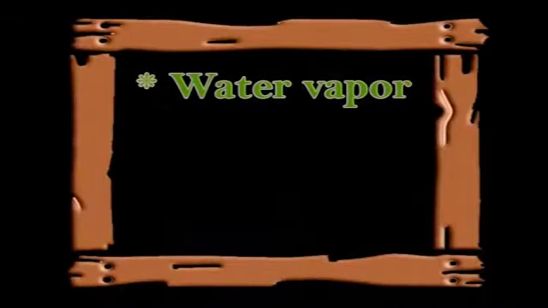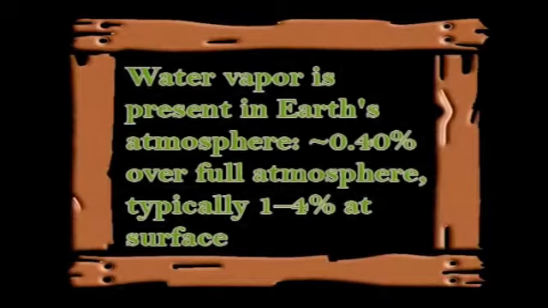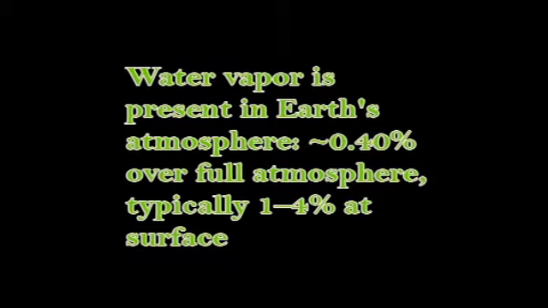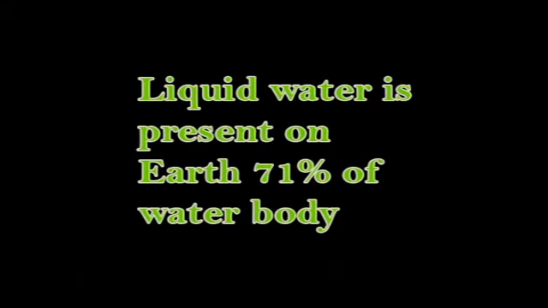Over land, evaporation and transpiration contribute to the precipitation. The three forms of water are water vapor, liquid water, and solid or ice water. Water vapor is present in Earth's atmosphere. The percentage is 0.40% over the full atmosphere, typically 4% at the surface level. Liquid water is present on Earth, making up 71% of the surface, found mostly in oceans and other large water bodies.